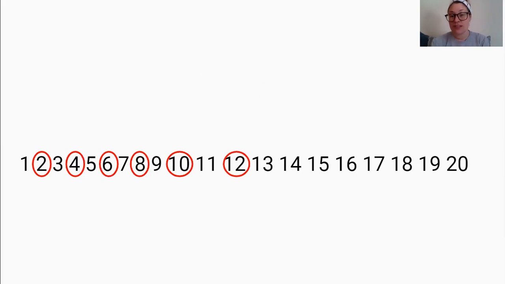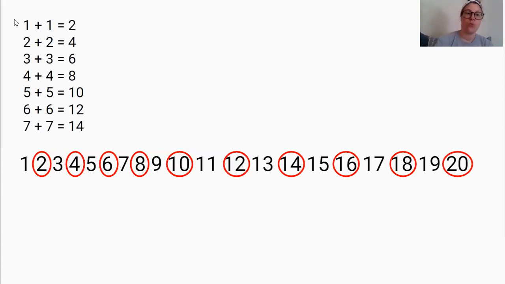Now, what do you think the next number in the pattern is? Yep, 14. Let's see if we can count together the rest of the numbers. 16, 18, 20. Thumbs up if you got those right. Good. So 1 plus 1 makes 2. 2 plus 2 makes 4. 3 plus 3 makes 6. 4 plus 4 makes 8. 5 plus 5 makes 10. 6 plus 6 makes 12. 7 plus 7 makes 14.